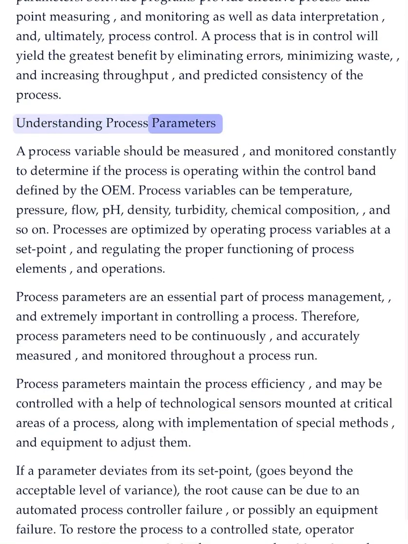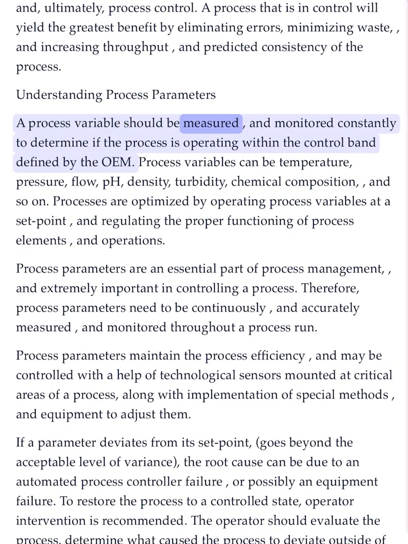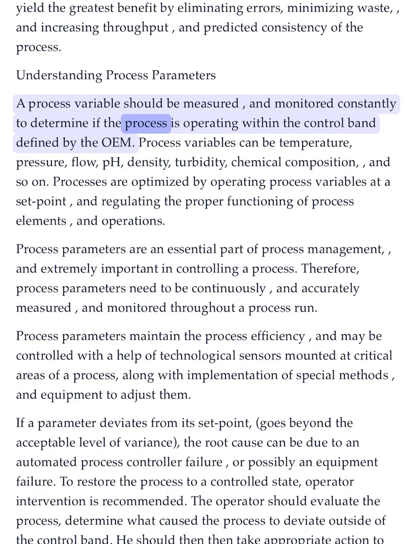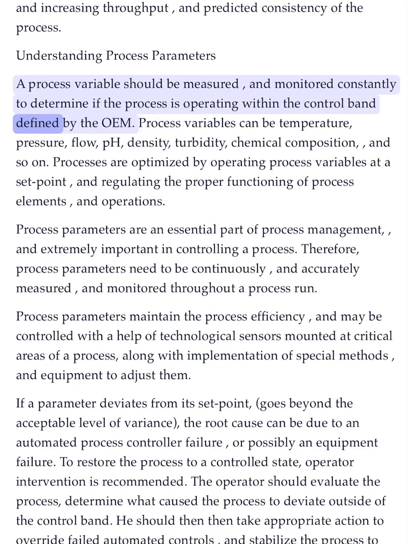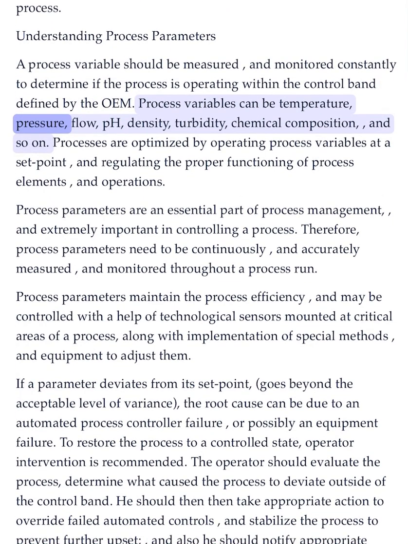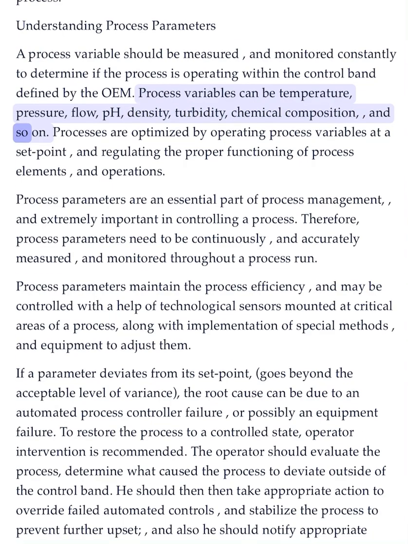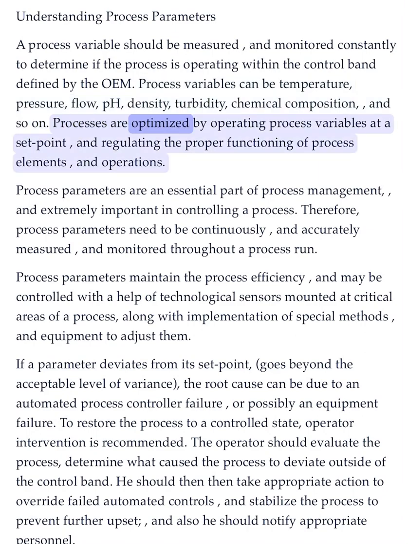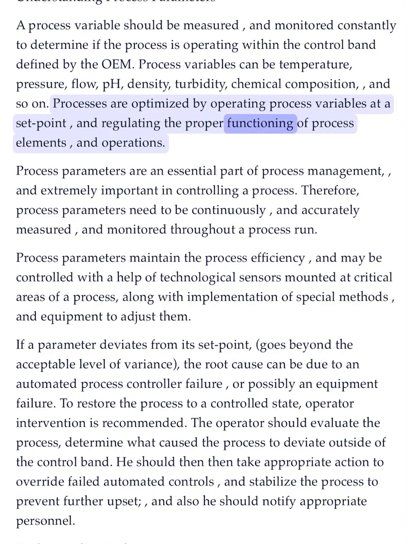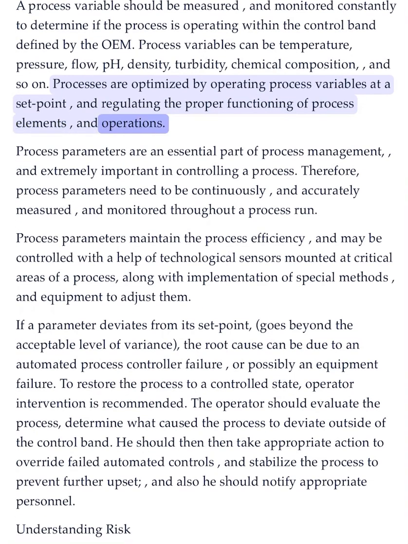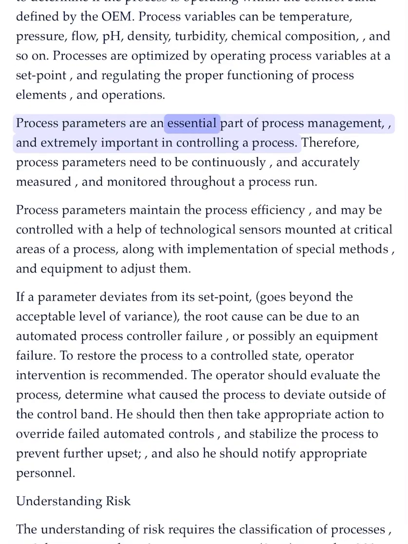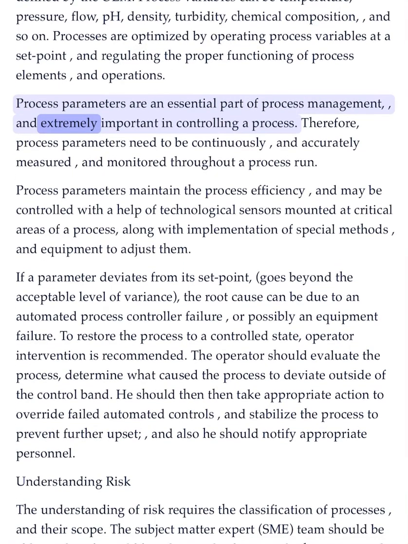Understanding process parameters. A process variable should be measured and monitored constantly to determine if the process is operating within the control band defined by the OEM. Process variables can be temperature, pressure, flow, pH, density, turbidity, chemical composition, and so on. Processes are optimized by operating process variables at a set point and regulating the proper functioning of process elements and operations.